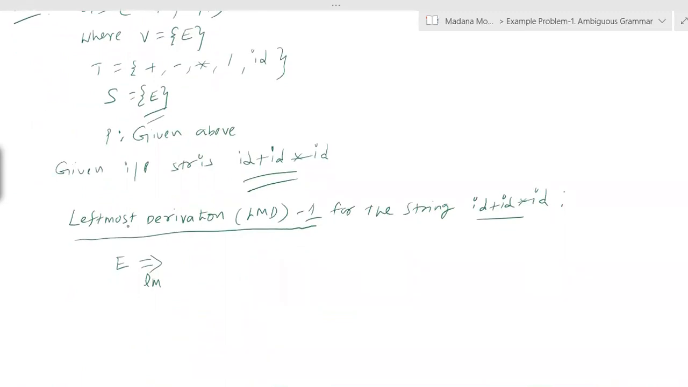So here we have 2 possibilities. You can take only either 1 or 3. That is E derives E plus E. One time you can take that. Another time you can take E derives E into E. That is another leftmost derivation. First we will start with this. So now here E derives E plus E.